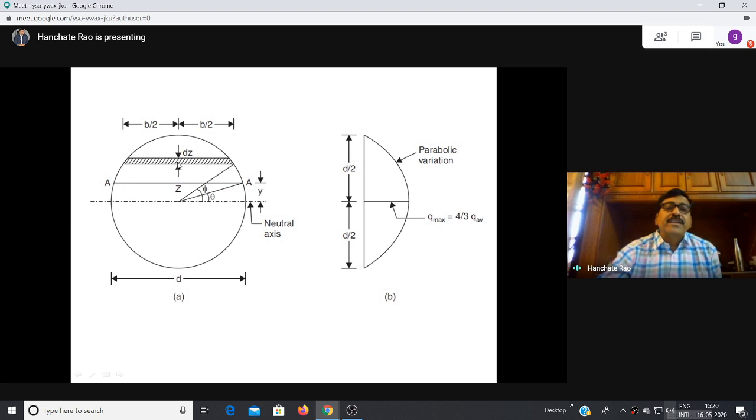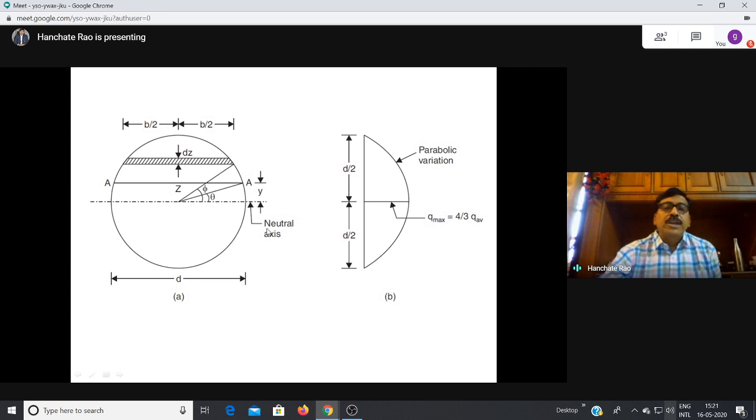So don't get confused of thickness dz. Find out what is AY bar of this small strip and integrate it between the limits theta to pi by 2. So that will do our job. We are taking a small strip within this circular portion and trying to find out the AY bar of the small strip. From there we are integrating and getting the AY bar for the total area above section AA.